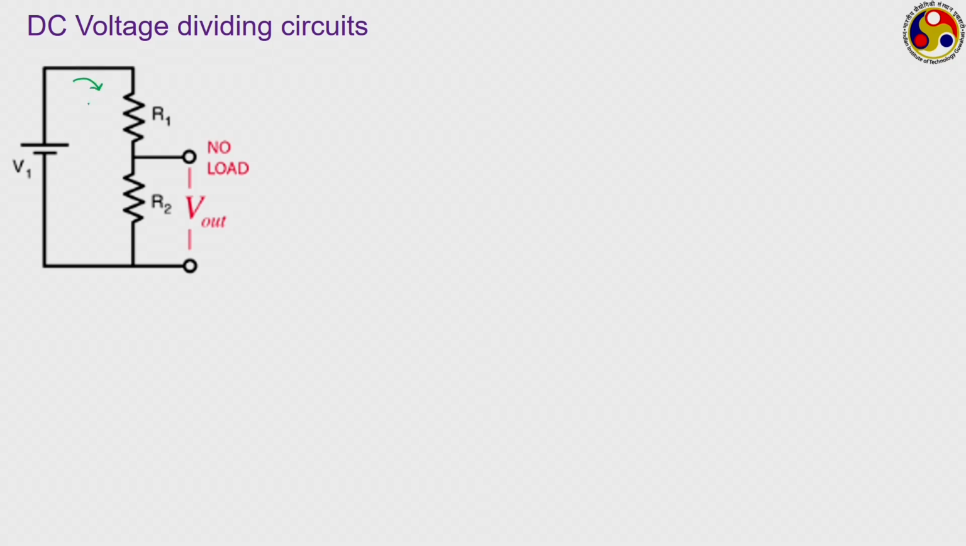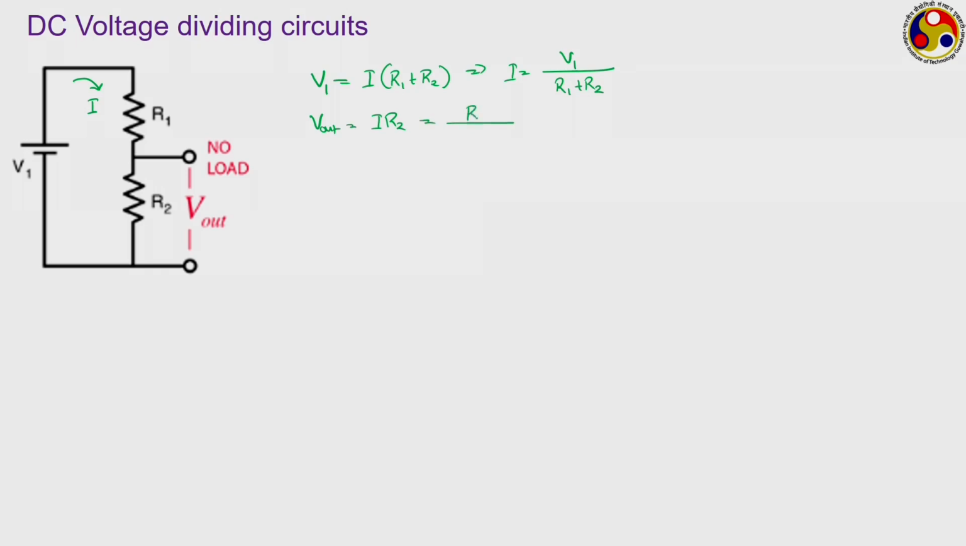Let us say I is the current that is flowing through this circuit. Then we can easily write, as R1 and R2 are in series, V1 will be equal to I into R1 plus R2, or I is equal to V1 by R1 plus R2. Then your V out will be equal to I into R2, giving you R2 by R1 plus R2 into V1, or we can also write this as R2 by R1 plus R2 into V in. In ratio form, V out upon V in, where V in refers to V1 or the input voltage, is R2 by R1 plus R2.